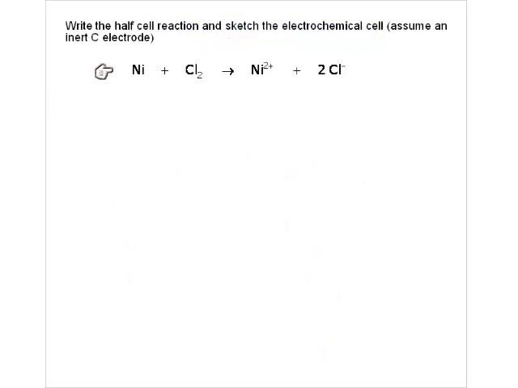Okay. Here's another one. It says we want to write the half-cell notation and sketch the electrochemical cell. And in this case, we want to assume an inert electrode for the chlorine that's going on here. So here's another special way of doing this, I guess. And I'm just going to draw this cell here. Okay, so again, I'm going to put nickel on this side.